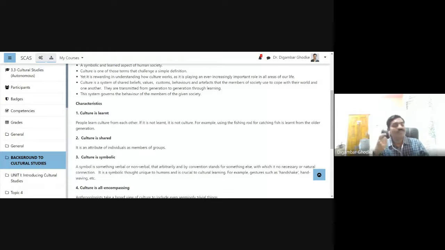For example, you might be knowing, any baby animal can swim immediately after it is born. It does not learn it. It is natural for it to swim. But for us, it is not natural to swim. We have to learn it.